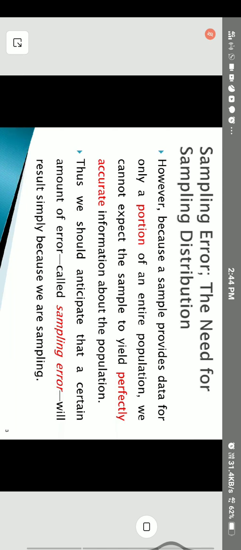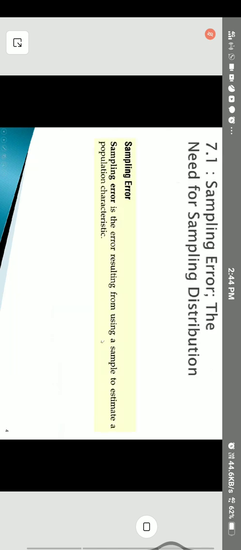So we should anticipate that a certain amount of error, which we call sampling error, will result simply because we are sampling. So what is sampling error? The need for sampling distribution. What is the definition of sampling error? It is the error resulting from using a sample to estimate a population characteristic. So you will get some inaccuracy, because you are using a sample to estimate a population characteristic.